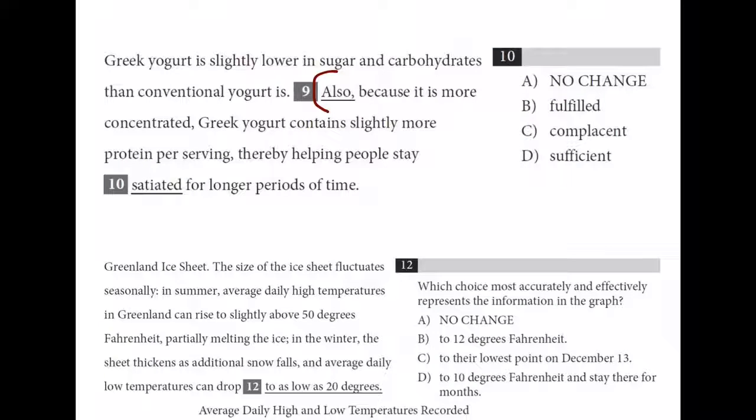Number 10. Starting at the beginning of the sentence. Also, because it is more concentrated, Greek yogurt contains slightly more protein per serving, thereby helping people stay satiated for longer periods of time. No change. Because satiated is the only choice that communicates effectively that Greek yogurt will satisfy hunger for a longer period of time.